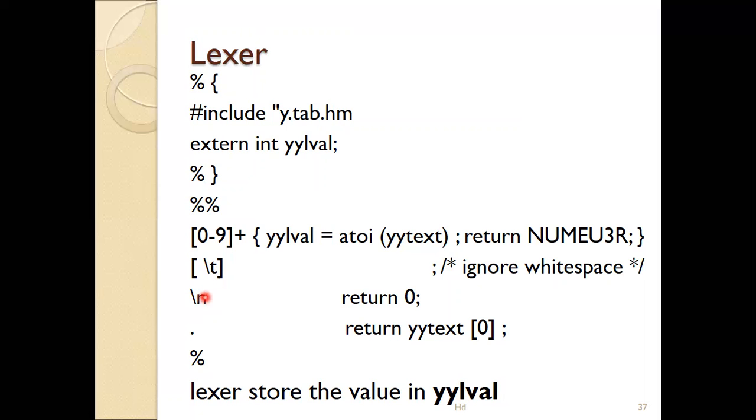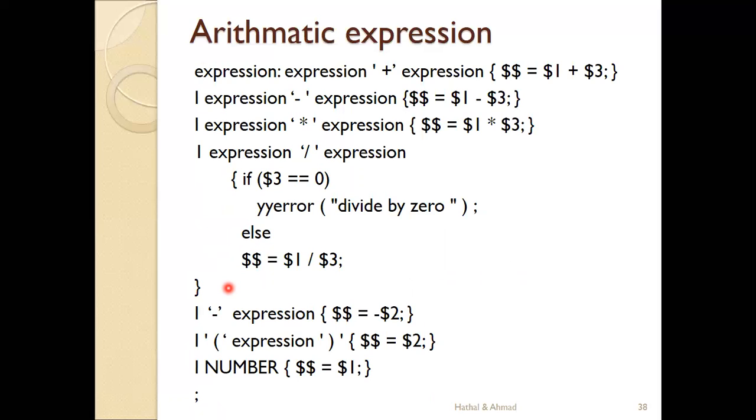Next, it stores the value of a token in yylval. yylval is a variable which stores the value of a token. So these lexical specifications are used in the Yacc program, and that is illustrated in this example.